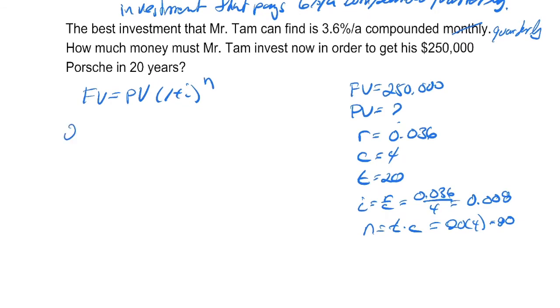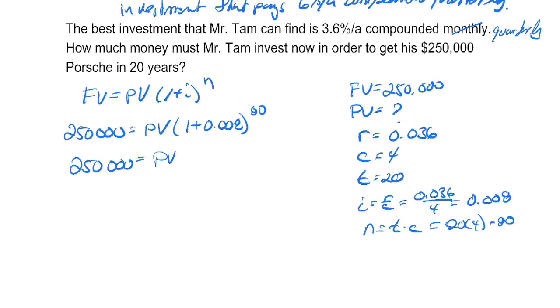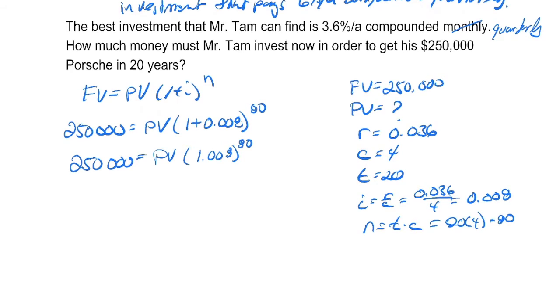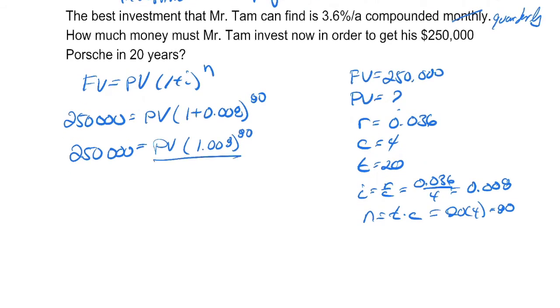So here my future value is 250,000. I don't know what my present value is, times 1 plus 0.009, all to the power of 80. So here we're going to get 250,000 is equal to the present value times 1.009 to the power of 80. So in this case, I'm going to divide both sides by 1.009 to the power of 80.